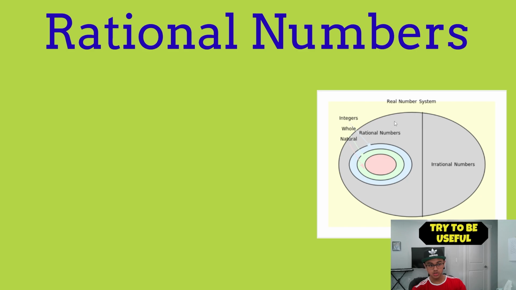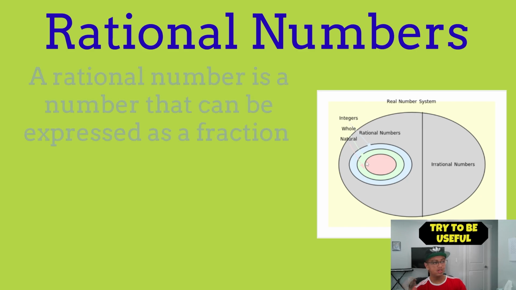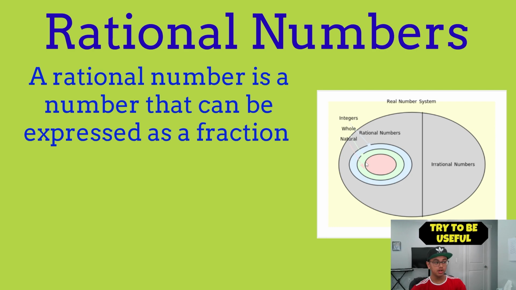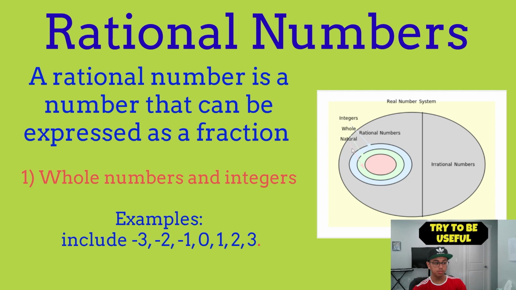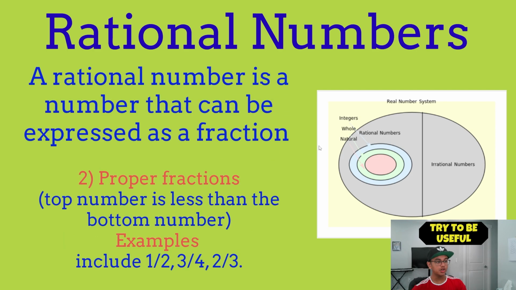So then we have rational numbers, which is just inside of the real number system, and it is bigger than all of these. A rational number is a number that can be expressed as a fraction. And this includes whole numbers and integers, so including all negatives, all positives, and also 0. And rational numbers can also include proper fractions, which are basically where the numerator is less than the denominator. This includes examples like 1/2, 3/4, 2/3, and so on.